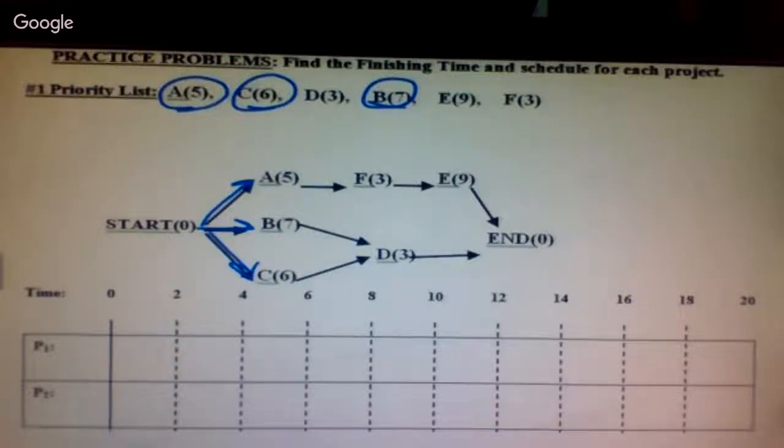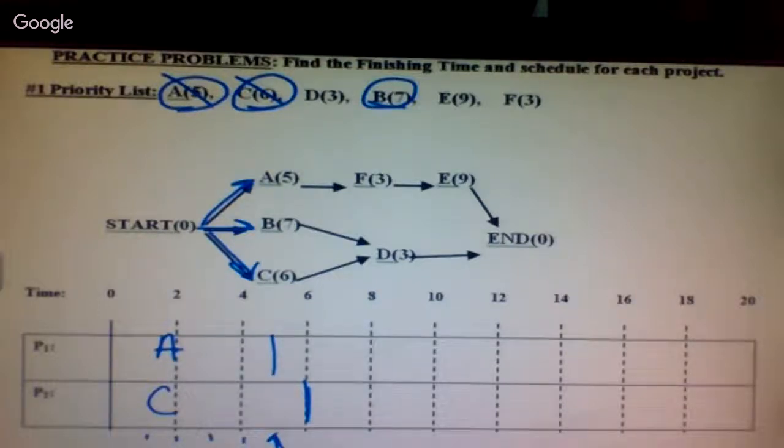A, it's got to be the first circled one in your priority list. So we schedule A, and that takes 5 minutes. Processor 2 also needs something to work on. So what's my next ready one? C. And that takes 6 minutes. Okay. All processors are busy at this point. So they're working.